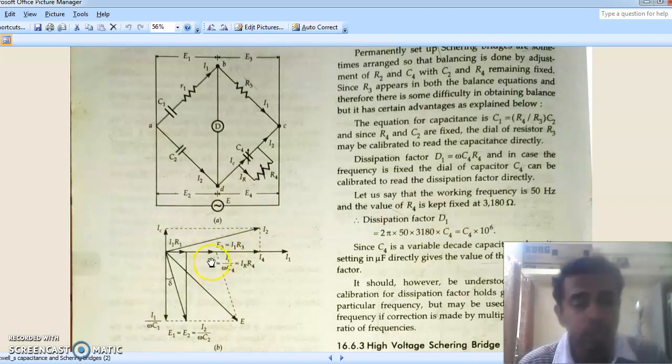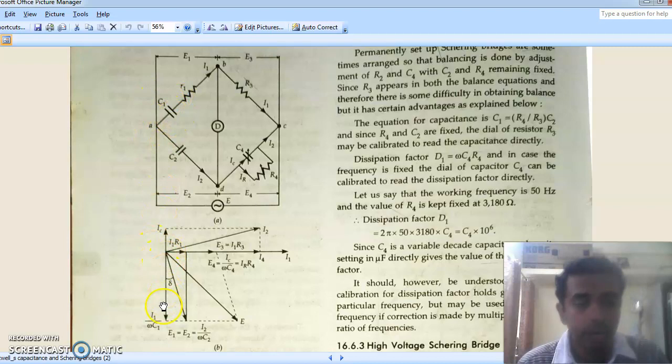So E3, as we know, is equal to E4. What is E4? It is nothing but either the drop across this reactance or the drop across R4. That is IC by omega C4, which is equal to IR multiplied by R4. So this is E4 and E3. Now we have to determine what is E1 and E2. Now we have this I1 R1, so we have accounted for this drop. We have to account for this drop. So what is this drop?